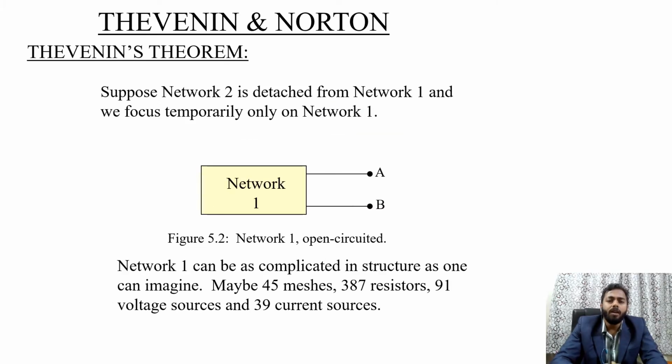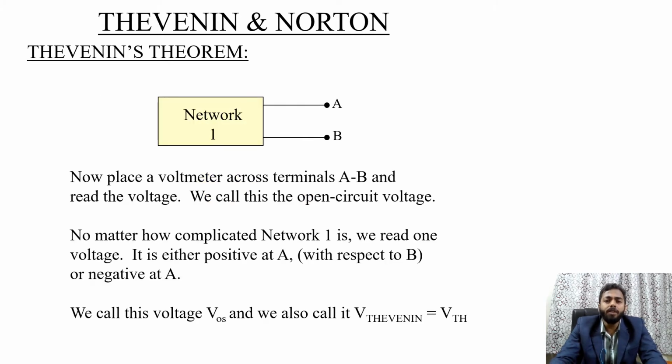Suppose network 2 is detached from network 1 and we focus temporarily only on network 1. Network 2 is detached, and this is the open terminals between A and B. Network 1 can be as complicated in structure as one can imagine. Now place a voltmeter across terminals A and B and read the voltage. We call this the open circuit voltage between terminals A and B.